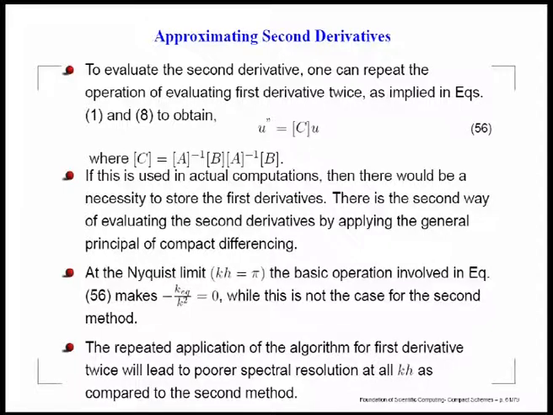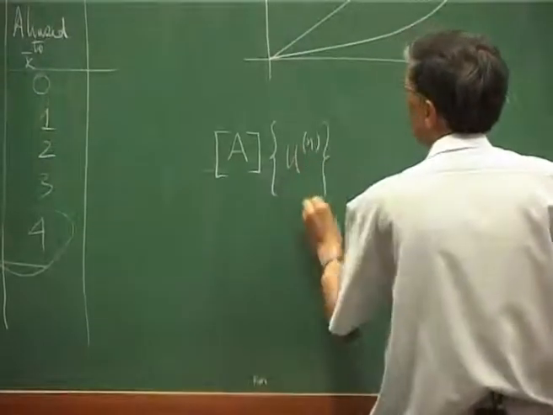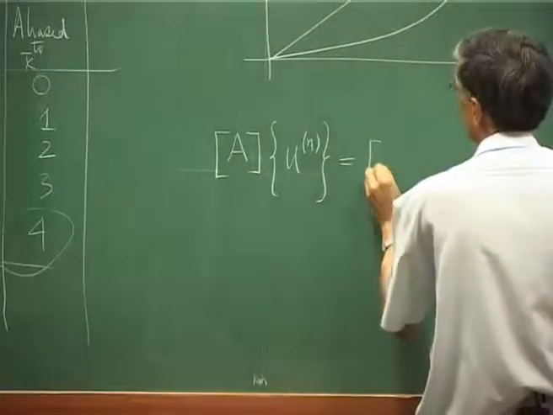And what happens is also that if we use the general principle of compact differencing, what do we mean? See, the compact differencing scheme is generally, if you are calculating the nth derivative, you can always write this.